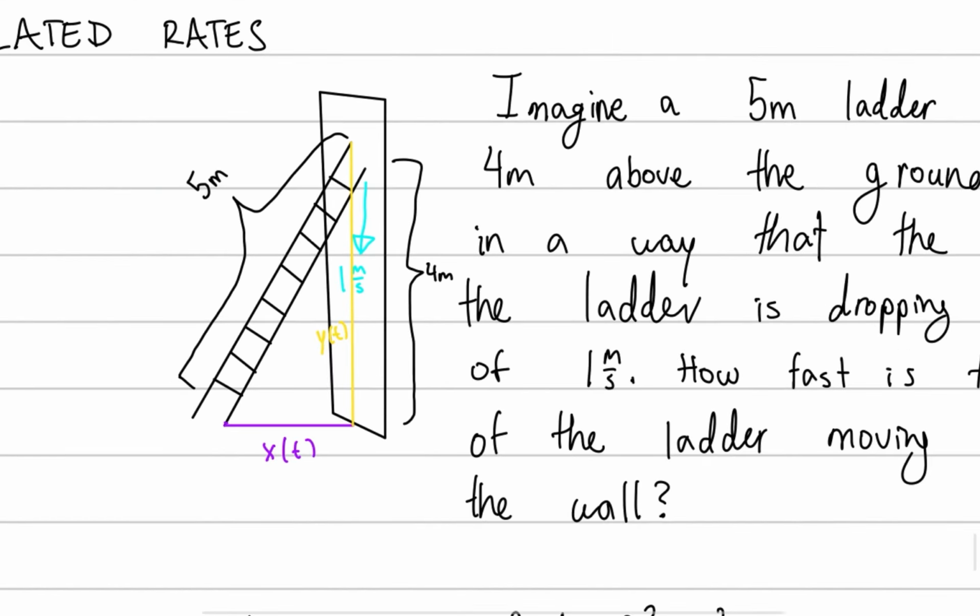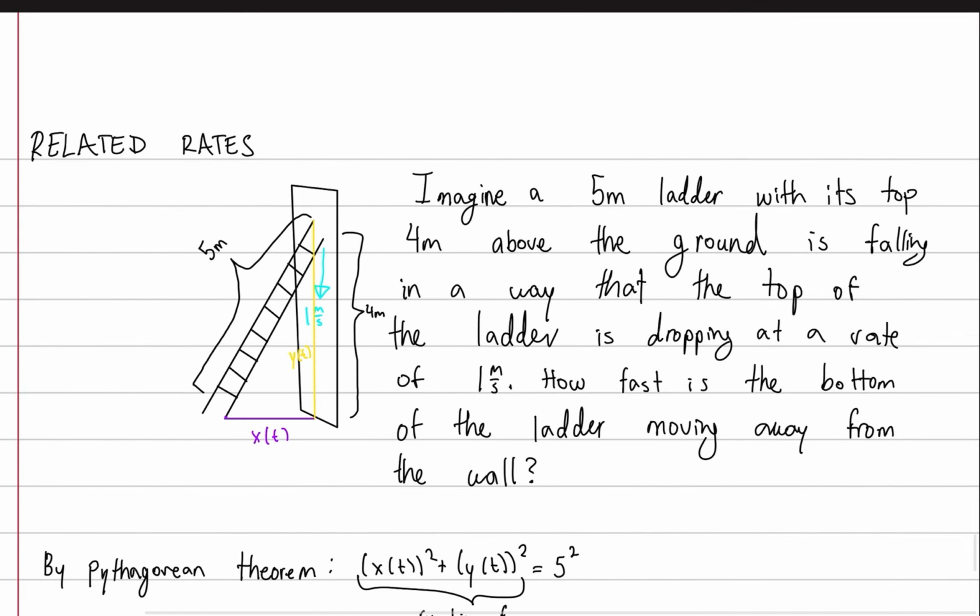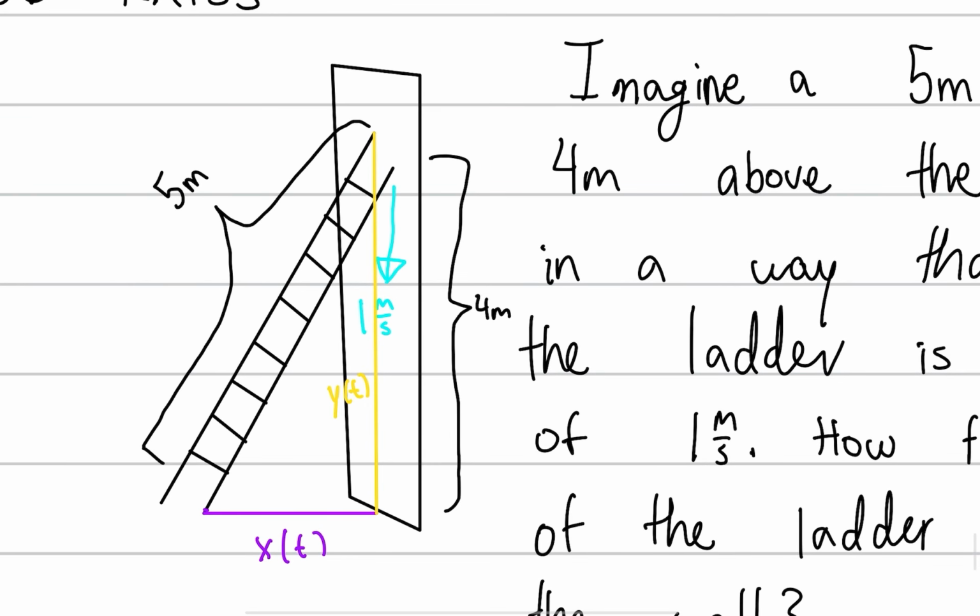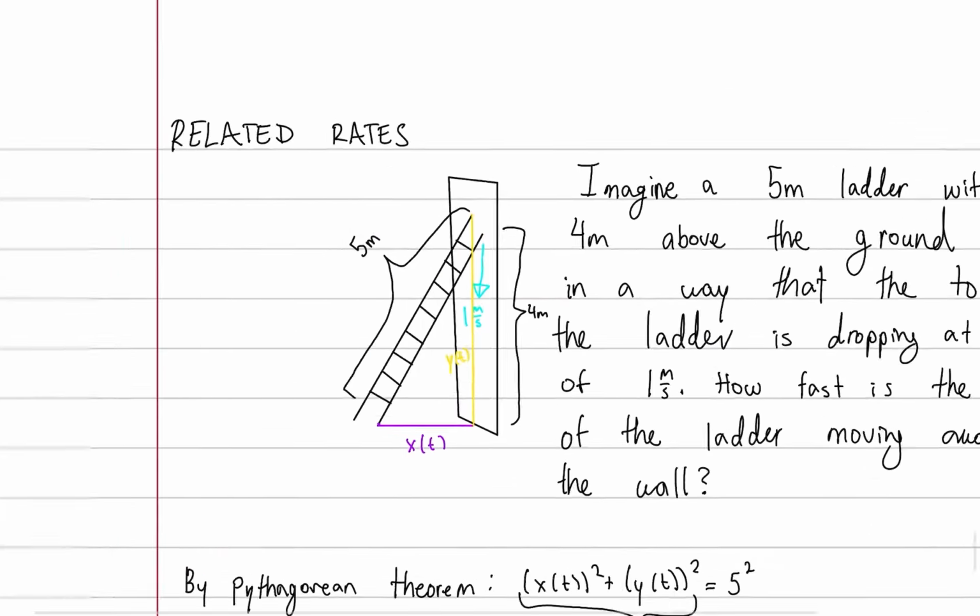I want you to imagine a ladder, a 5 meter ladder with its top 4 meters above the ground, and it's falling in a way that the top of the ladder is dropping at a rate of 1 meter per second. So right now our blue arrow is showing us the top of the ladder is falling at a rate of 1 meter per second. We're 4 meters high at the moment that we're considering, but the ladder is 5 meters long.